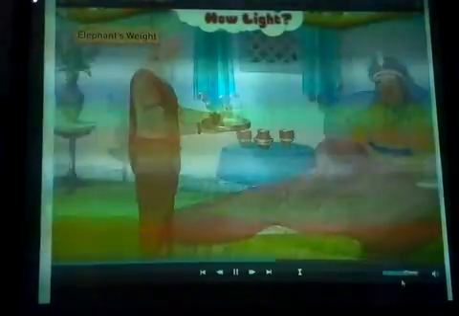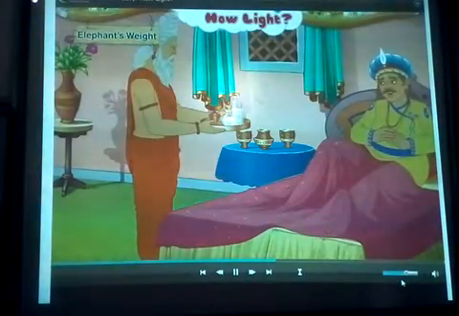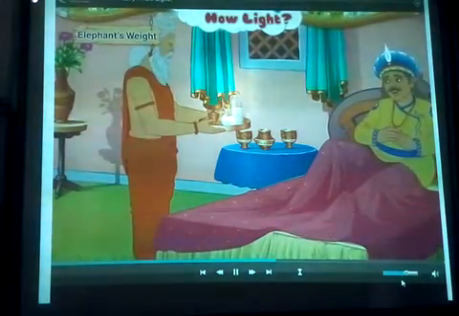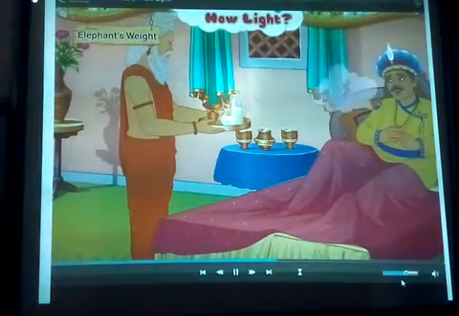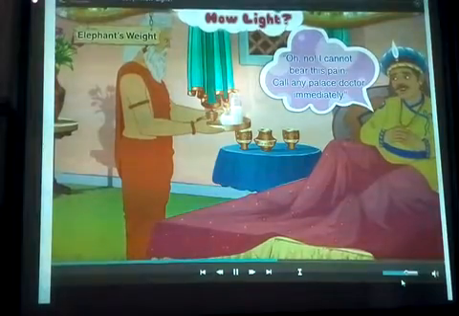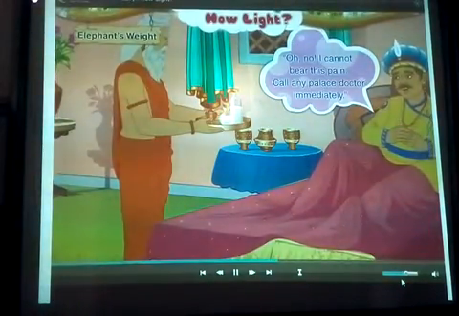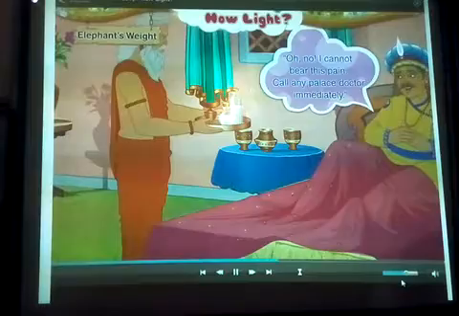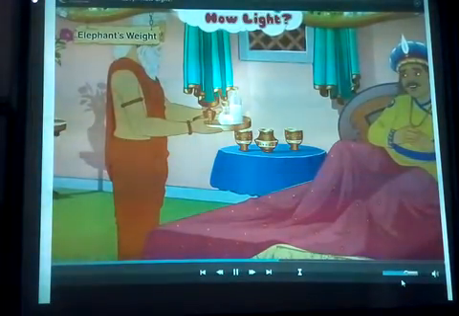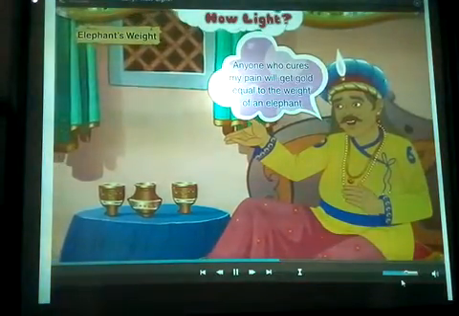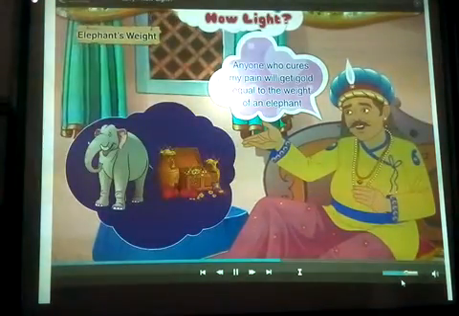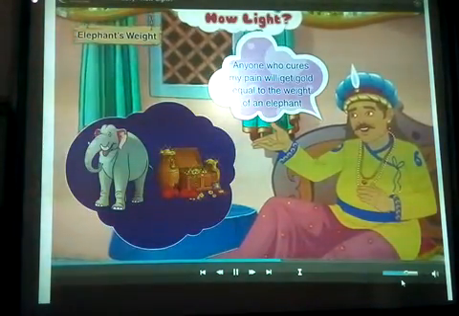Elephant's weight. Let's listen to an interesting story now. Once a king had a pain in his stomach. The king said, "Oh no, I cannot bear this pain. Call any palace doctor immediately." But none of the palace doctors could cure his pain. Then the king said, "Anyone who cures my pain will get gold equal to the weight of an elephant."